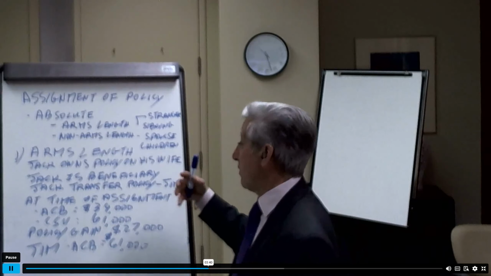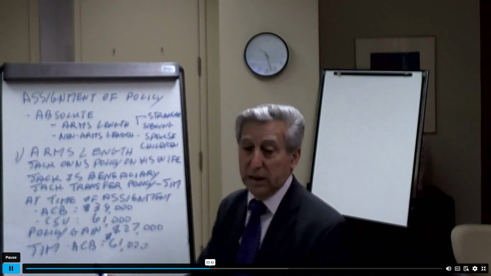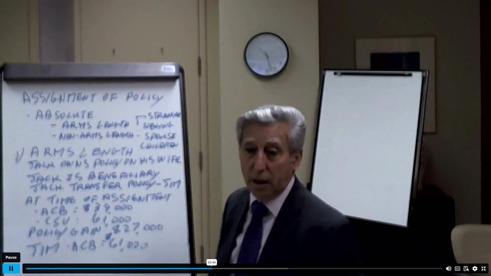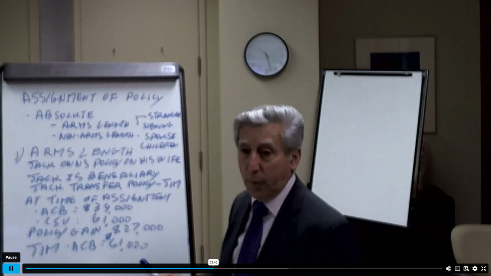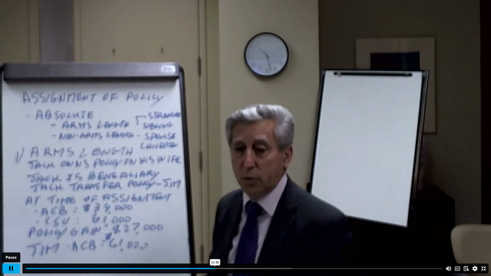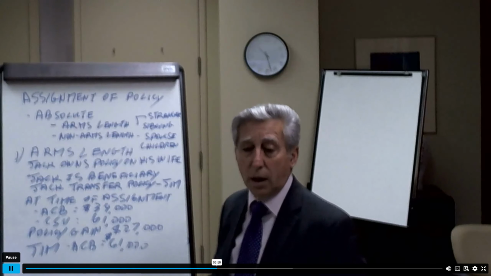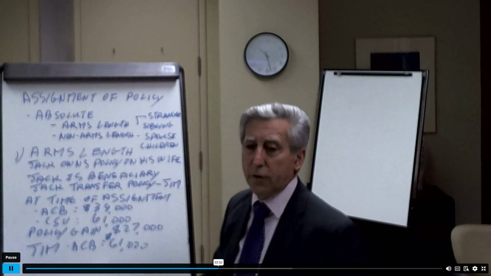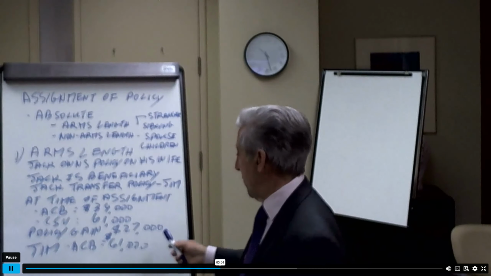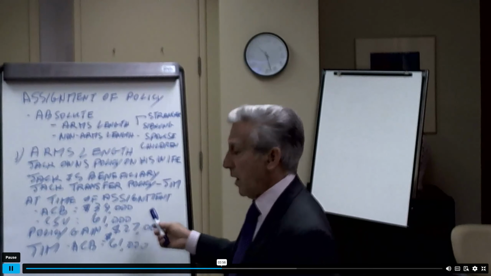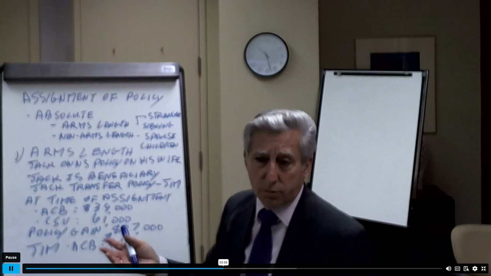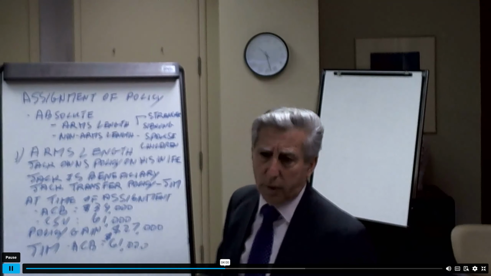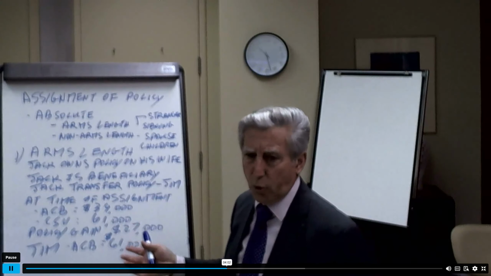So basically at that point, Jack has a policy gain of $27,000, which he has to then report on his T1 as income. And then based on Jack's assumed marginal tax rate, he has to pay the appropriate amount of tax.